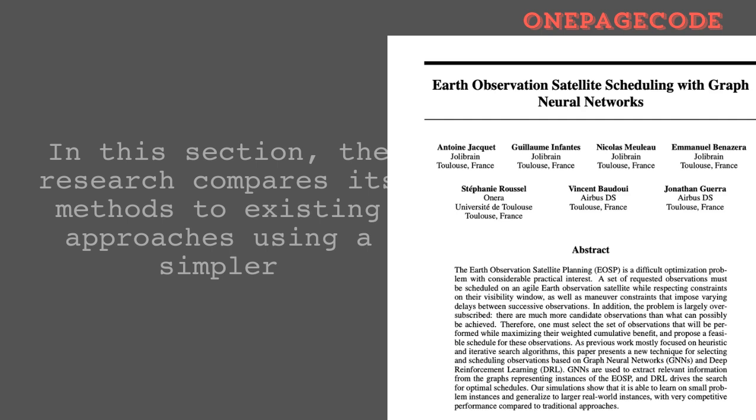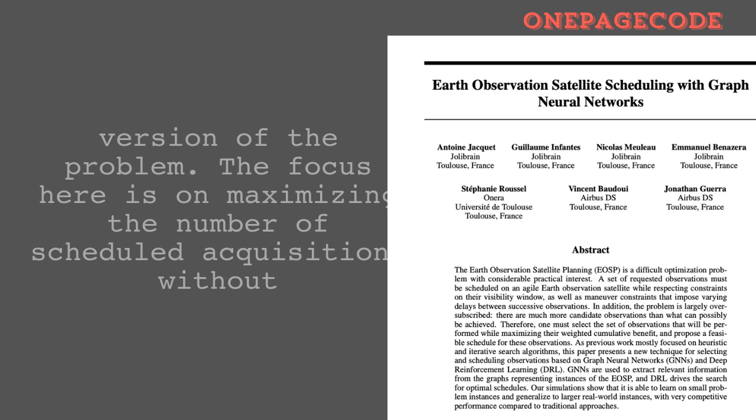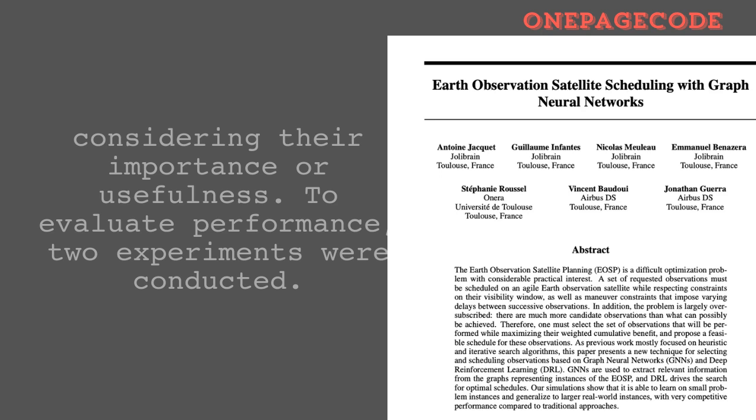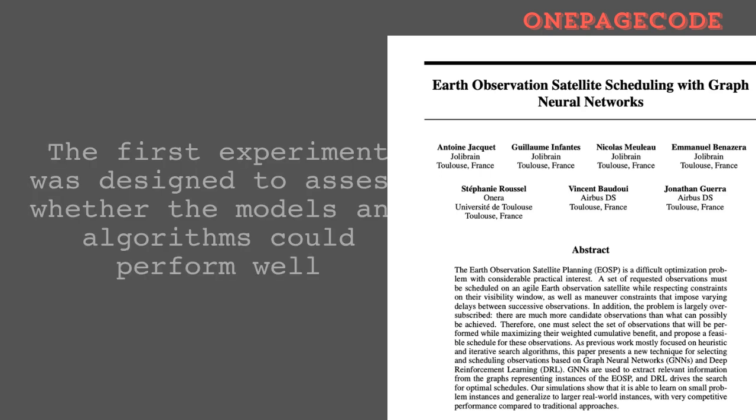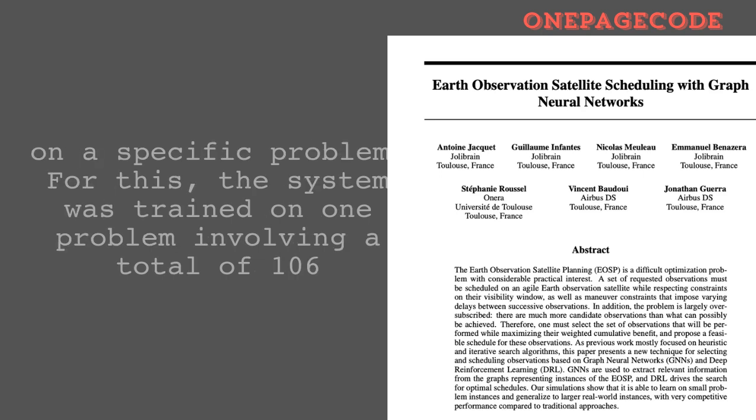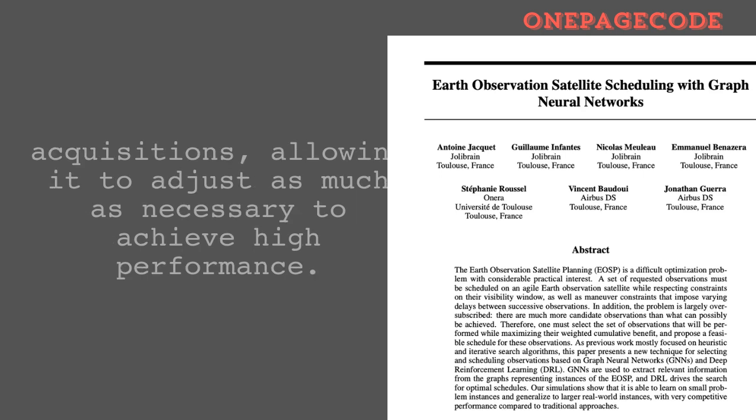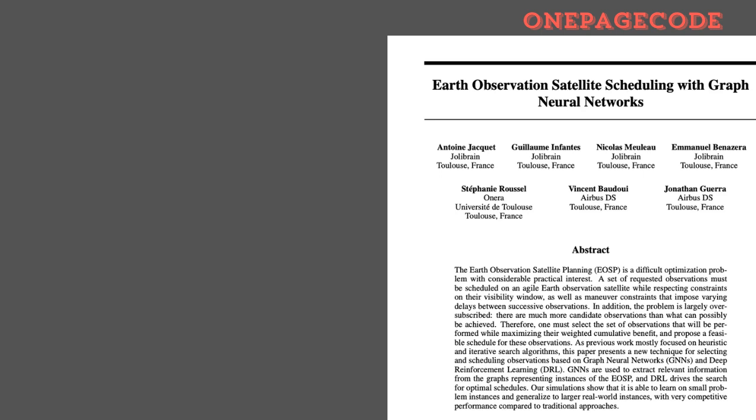In this section, the research compares its methods to existing approaches using a simpler version of the problem. The focus here is on maximizing the number of scheduled acquisitions without considering their importance or usefulness. To evaluate performance, 2 experiments were conducted. The first experiment was designed to assess whether the models and algorithms could perform well on a specific problem. For this, the system was trained on one problem involving a total of 106 acquisitions, allowing it to adjust as much as necessary to achieve high performance.